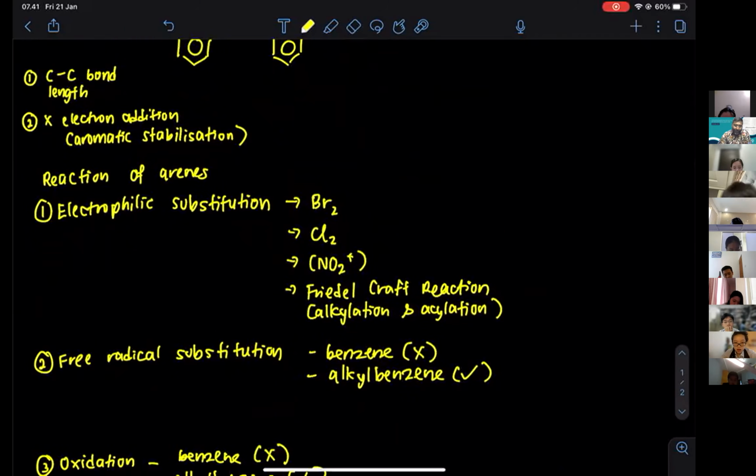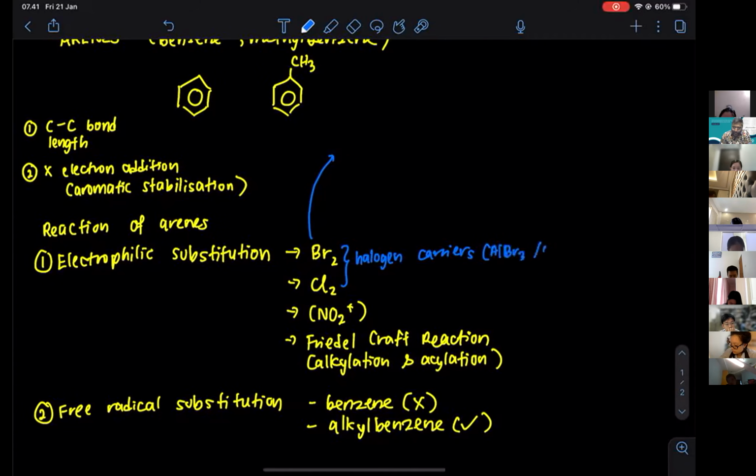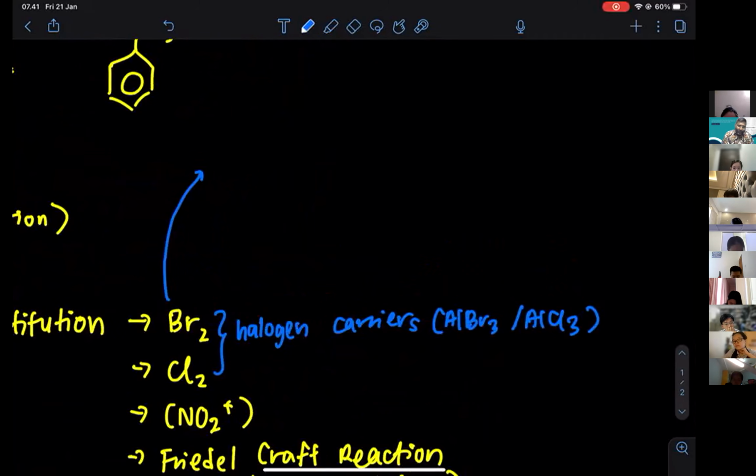Okay, now maybe we will go deeper a bit. If you look at the reactions, let's look at them one by one. Now, the reaction with Br2 and the reaction with Cl2. These two will require a halogen carrier. The halogen carrier is AlBr3 or AlCl3.